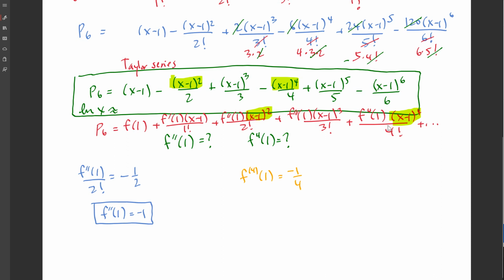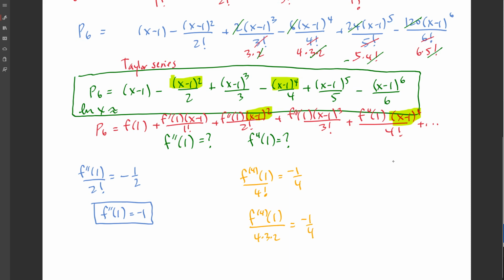Now, what did I do wrong? This coefficient is not f to the fourth of 1. This coefficient is f to the fourth of 1 over 4 factorial. And this coefficient here is -1/4. You set the coefficients equal. 4 times 3 times 2 times 1 is actually 24. So maybe I'll just say 4 times 3 times 2 times 1 is equal to -1/4.